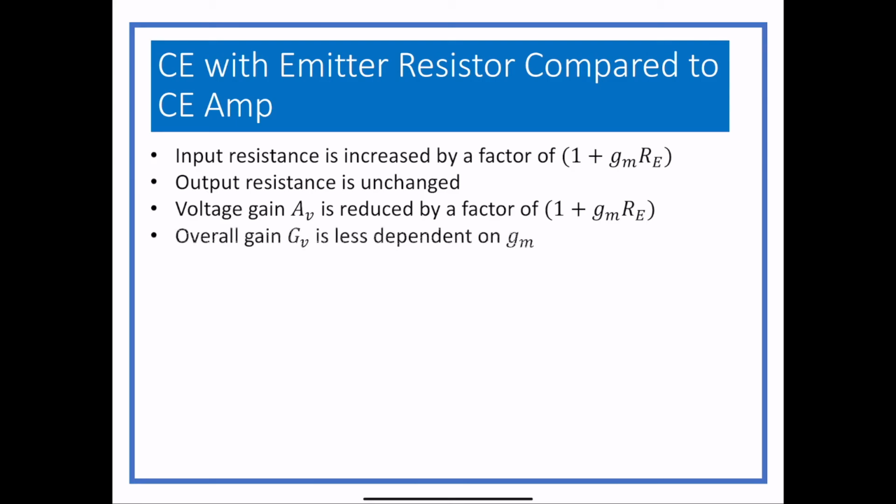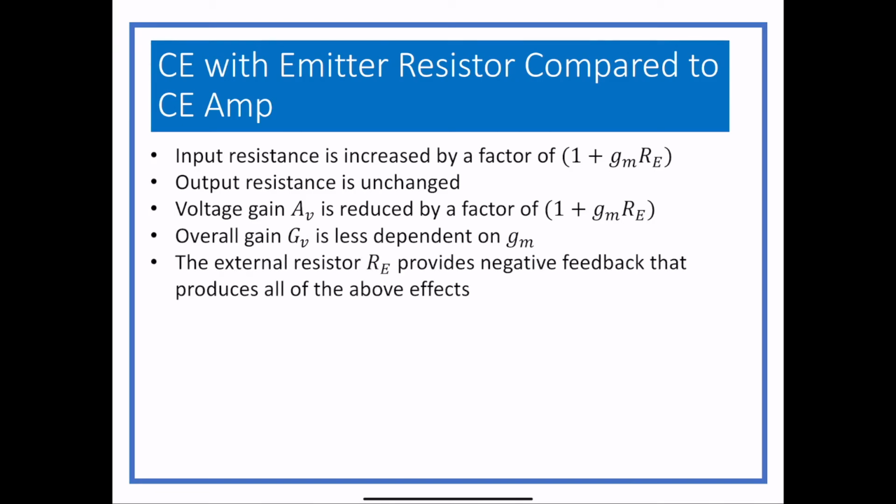The overall gain is less dependent on the transconductance, which could be good. And then the external resistor RE is what causes all of those effects. It has a feedback effect that actually produces all of those different effects, which makes sense. It's the only thing that is different between the two, so it would make sense that it's the thing that is responsible for all those. So those are the two most common.